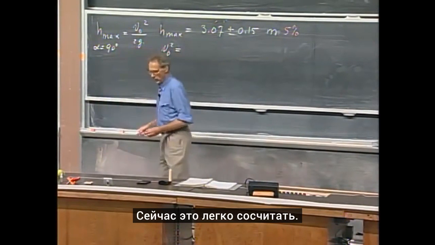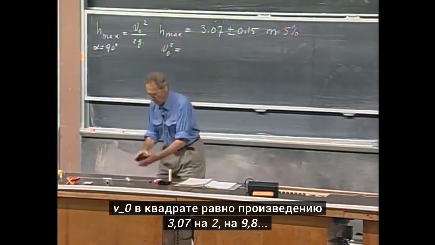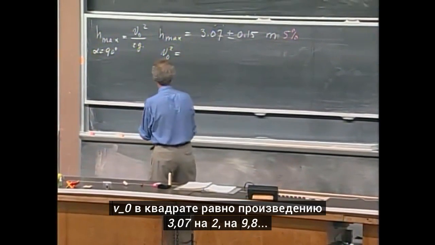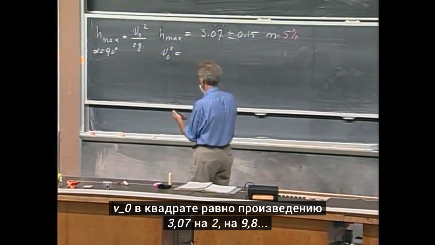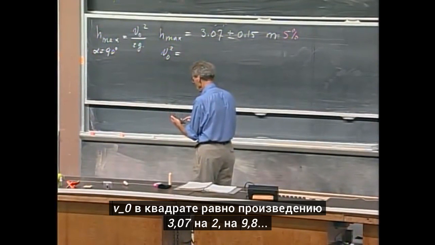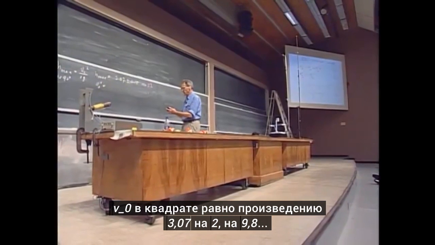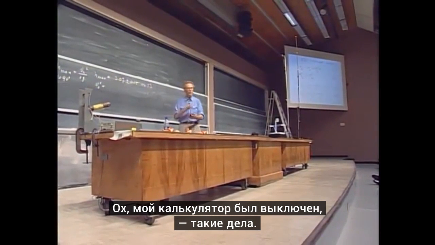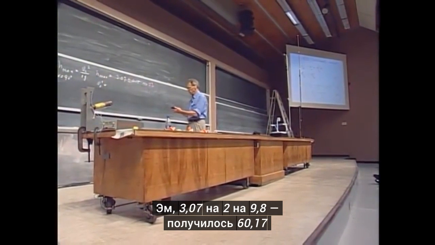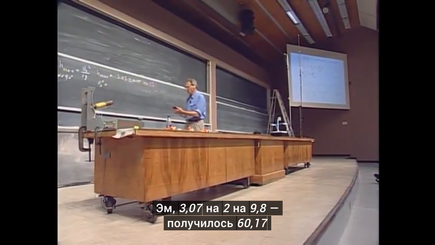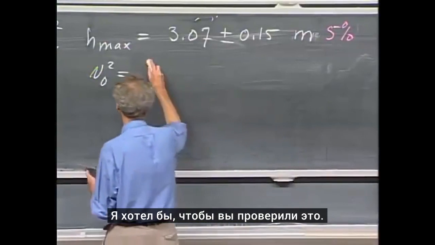So what now is v0 squared? Well, that's easy to calculate now. v0 squared equals 3.07 times 2 times 9.8. Oh, my calculator was off. That's a detail. 3.07 times 2 times 9.8. That is 60.17. I'd like you to check that.